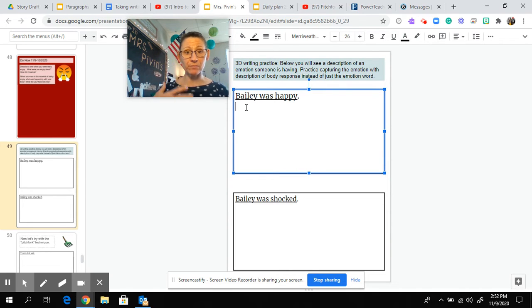Now, Bailey was shocked. Think about what someone does with their body or face when they're shocked. Look at what's happening with my face right now. If you describe that: Bailey's eyes widened, his mouth dropped open, and he covered his mouth with his hand. That's shocked. That's, oh my gosh, maybe they cover their chest like, oh my gosh, scared, shocked. Those are behaviors associated with that emotion, with that feeling. So rather than just saying the word, you describe it. So practice capturing, pause this right now, practice capturing in your journal, practice capturing happy and sad with physical descriptions.